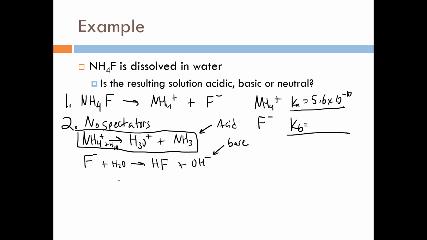If Kb is larger, then this equilibrium is more prominent, and I will decide whether the solution becomes acidic or basic. Now, how do I calculate the Kb of F minus? In the same way we did the Kb of the HCO3 minus from the previous example. We'll use the fact that Kb is equal to Kw over Ka. Kw is 1.0 times 10 to the negative 14.